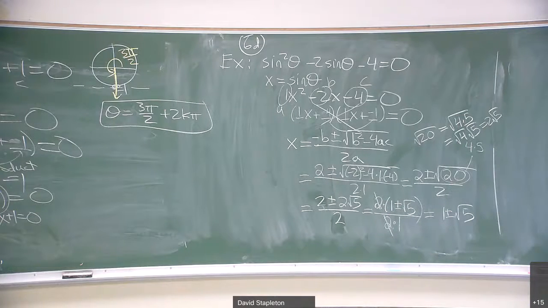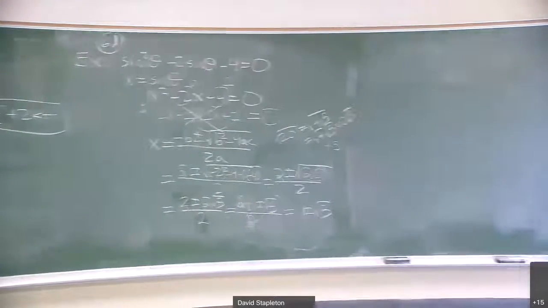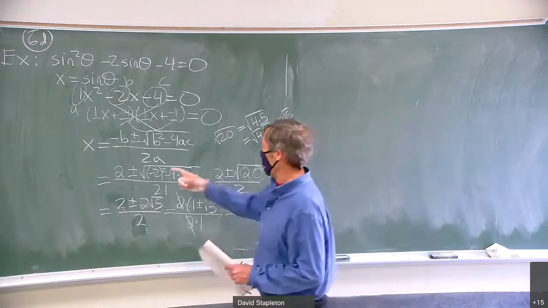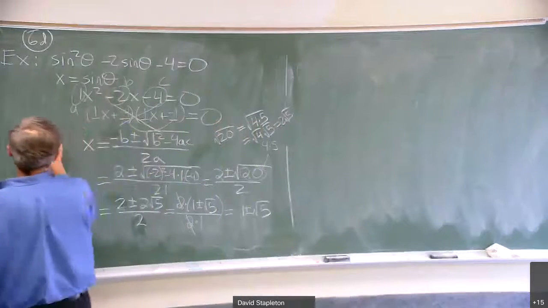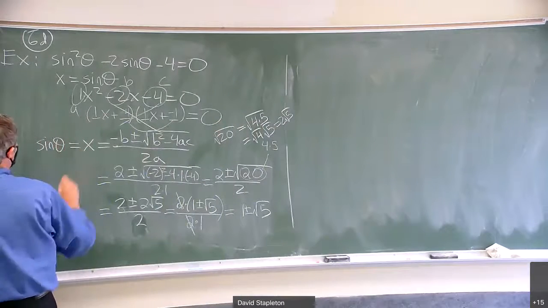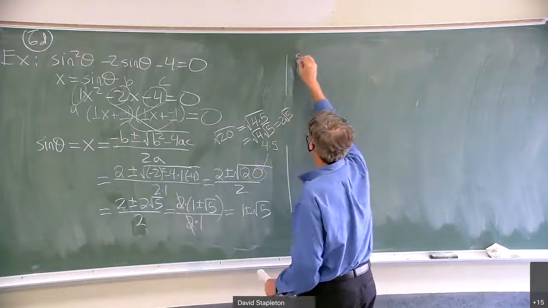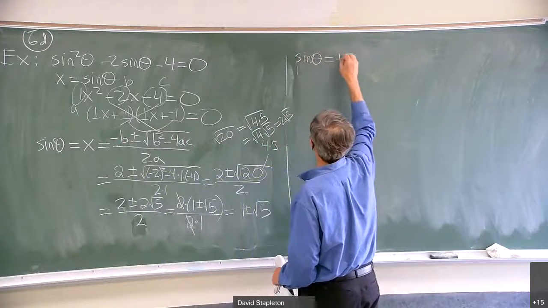Okay, moving on over. This is x, but x was sine theta. So we have actually 2 possibilities. Sine theta equals 1 plus.